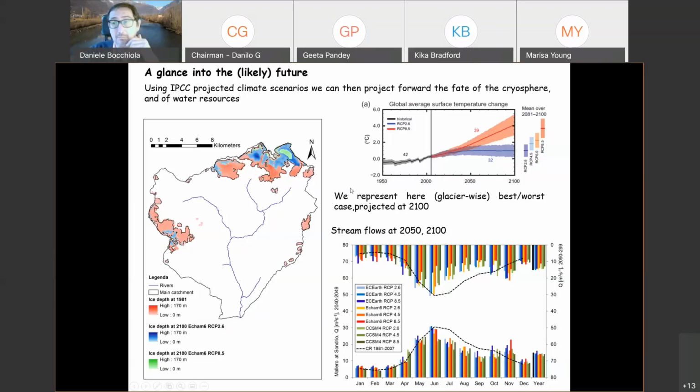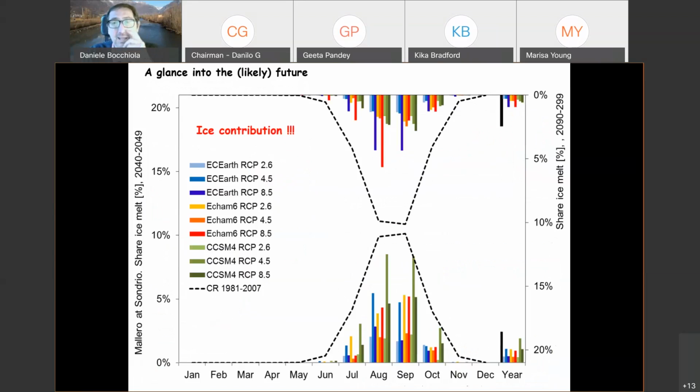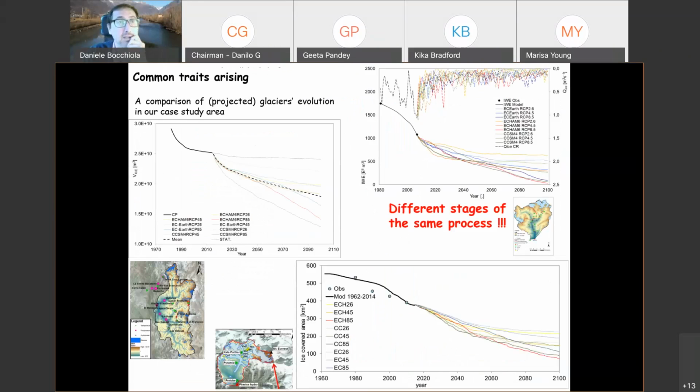Again, given by basically the uplifting of the thermal zero, so less snow precipitation, more liquid precipitation, and more flood potential. This is the ice contribution. Terribly, terribly decreased, in fact. Common traits are arising. So, projection of the future amount of ice water equivalent, which is basically the volume of ice stored in the mountain for these catchments.